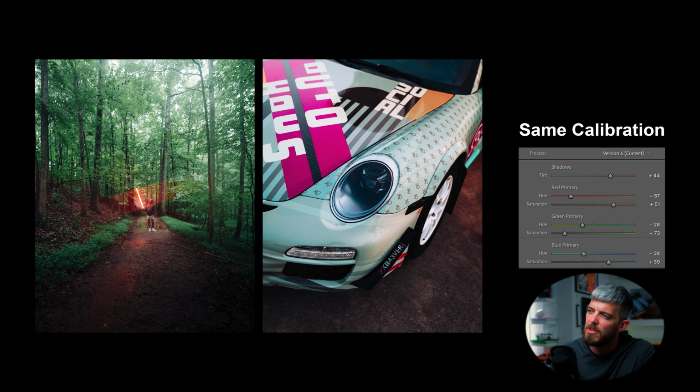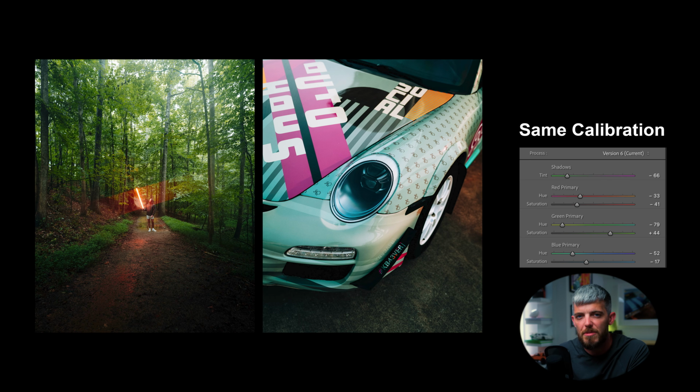As you can see, even though it kind of worked in the forest photo, it definitely does not work on this Porsche photo. The camera calibration is negatively impacting our image. And the same thing with this other example where I took the calibration from the forest image on the right and applied it to this Porsche photo as well. As you can see, this image doesn't look very good either.